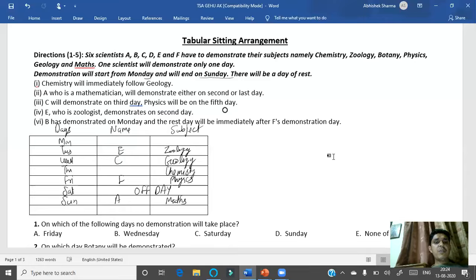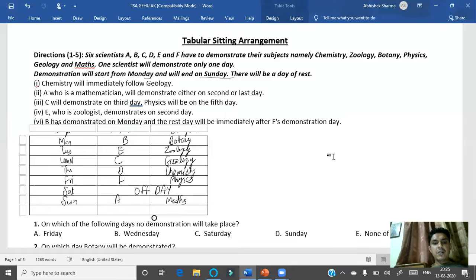B has demonstration on Monday, so we can write like this. B has demonstration on Monday, and rest day will be immediately after F demonstration. So friends, if we check the left scientist name, that is D, so we can put Thursday in the left column. And if we check for the left subjects, we can simply put in the Monday, and the left subject is botany, so we can place botany here. So friends, this is my final arrangement, and once we are done with the arrangement, we can give the answers of the question, right?